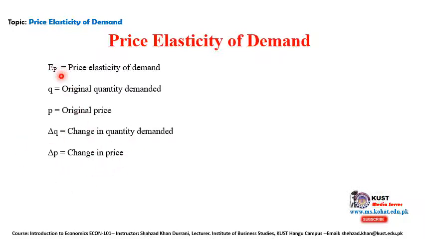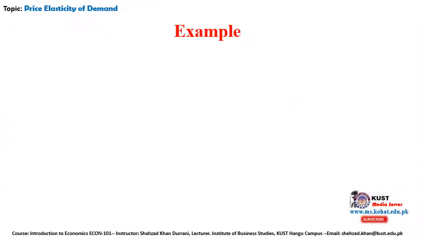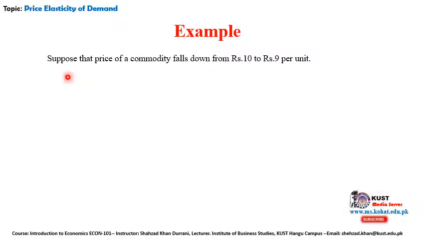So EP stands for price elasticity of demand, Q stands for original quantity demanded, P stands for the original price, change in Q means change in quantity demanded, change in P means change in price. Now let's understand this concept practically. So we will start from an example.